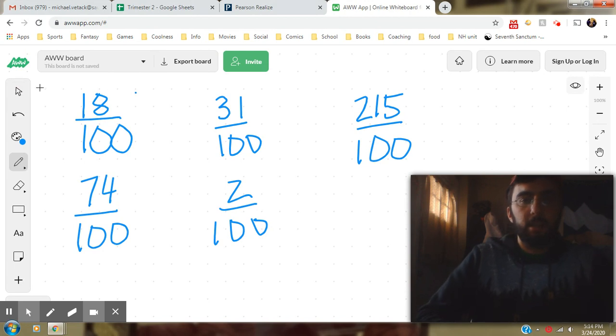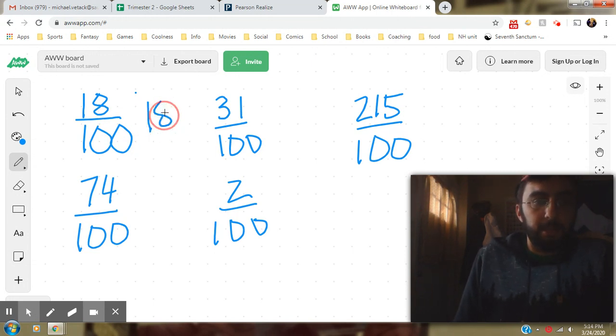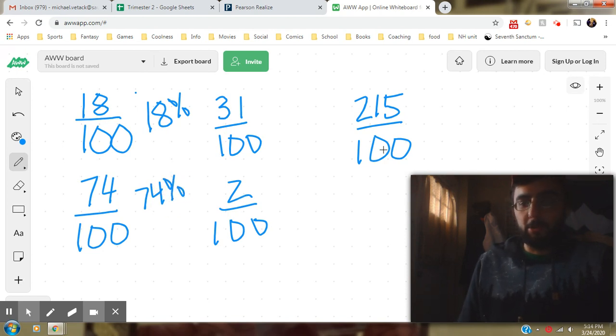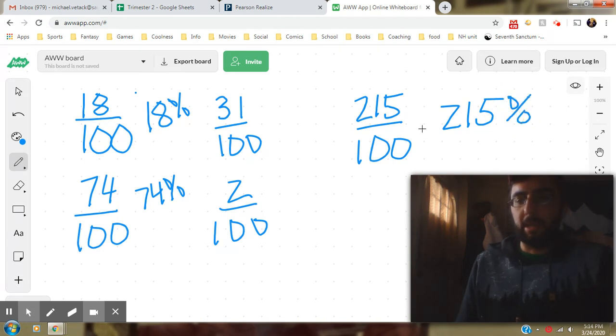So in this case, I have 5 different examples. If the fraction is 18 out of 100 or 18 100ths, it's very easy. That's just going to be 18%, right? Because it's already out of 100. Same thing here. It's going to be 74%. This one would be 2%, 31%, etc. Even if you have a number larger than 100, it's just going to be 215%. All right. Well, it looks more like a Z, but 215%. So if it's over 100, your life is easy.